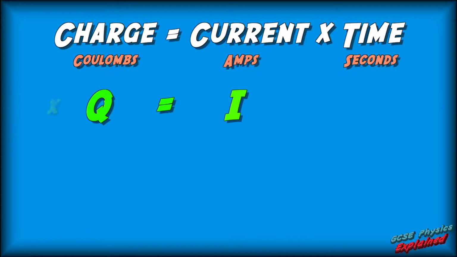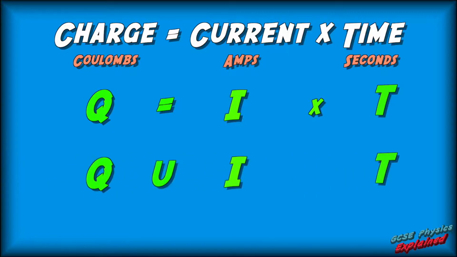Here's the equation. Charge equals current times by time. Charge is measured in coulombs, current is measured in amps, time is measured in seconds. In symbols, we say Q equals I times by T. To remember this equation, it looks like quit.